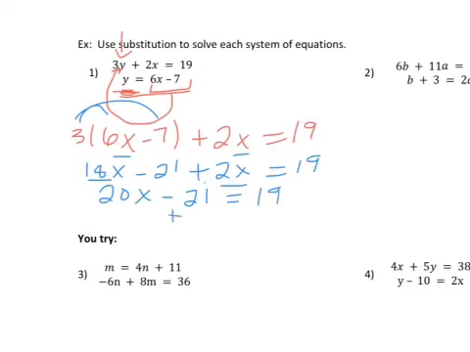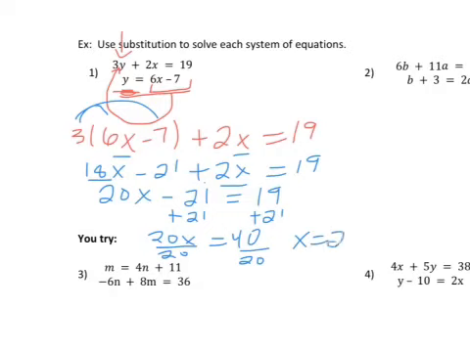Let's add 21 to both sides. And that gives us 20x equals 40. And next we'll divide both sides by 20 to get x alone. And we get x equals 2. So now the question is, am I done?